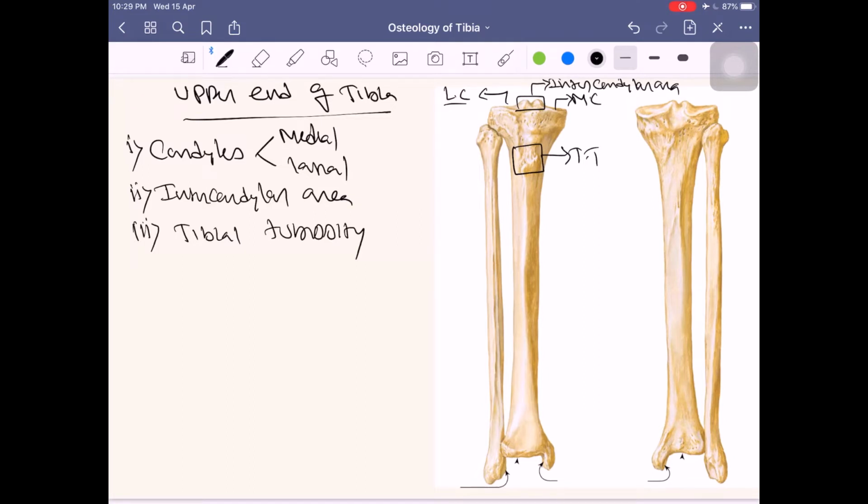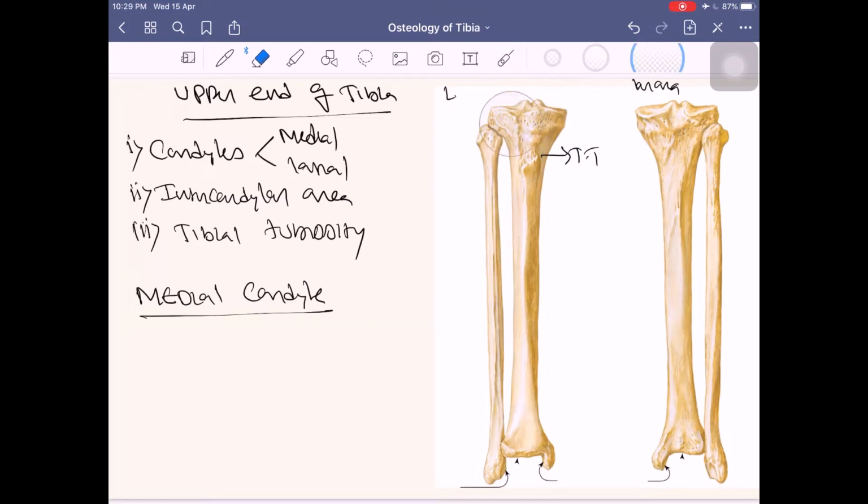Okay, so first we'll start with the condyle, and in that we'll start with the medial condyle. Now in this again, this is your medial side, this is your lateral side. So this entire portion from here is your medial condyle.